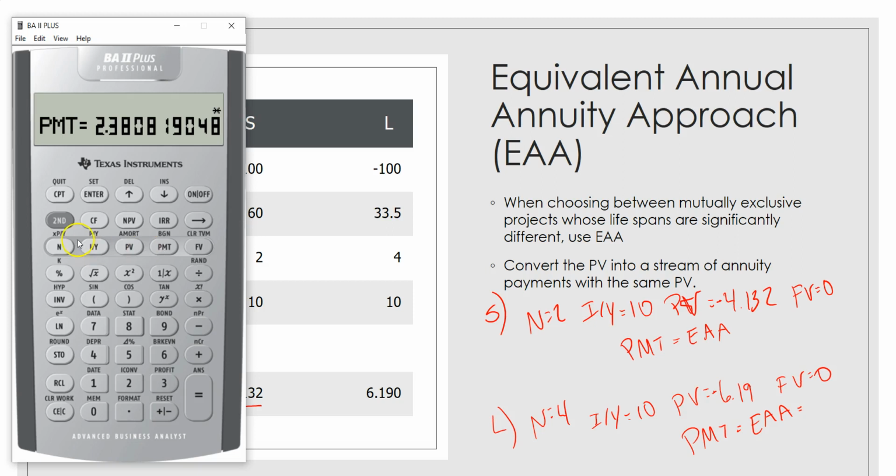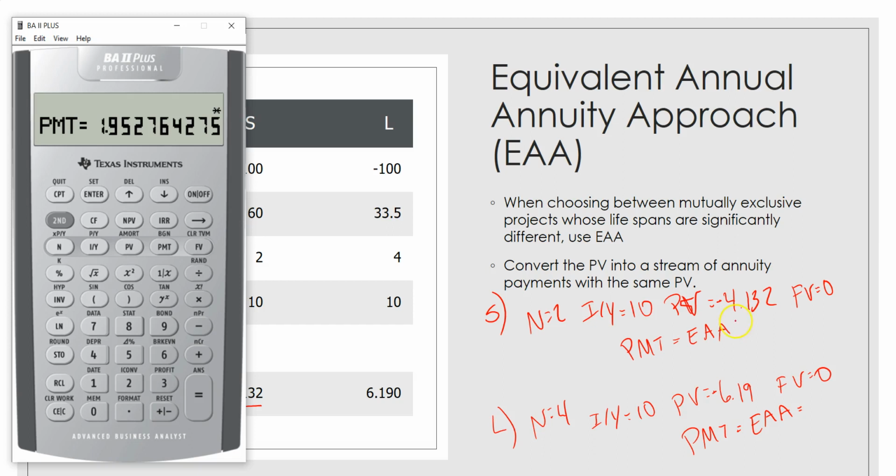Same thing for project long. So here we have a 4-year project. Discount rate was the same. Present value is 6.19. Need to put that as a negative. And our future value is 0, so I'm going to compute the payment, and we get 1.95.